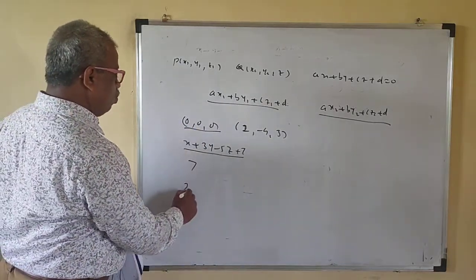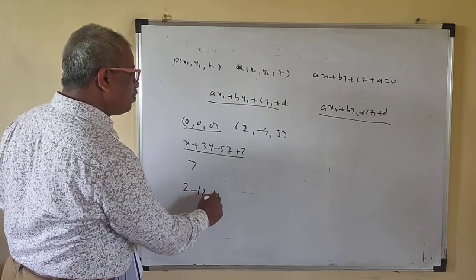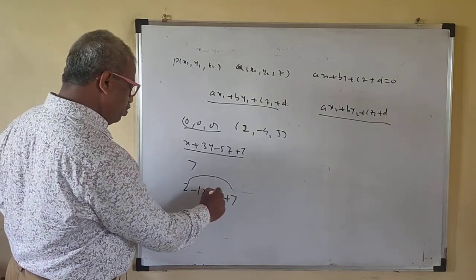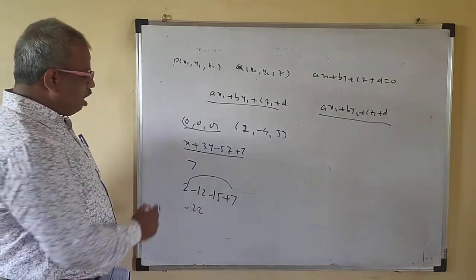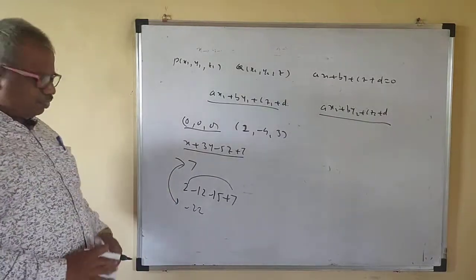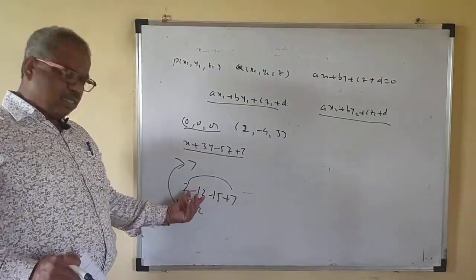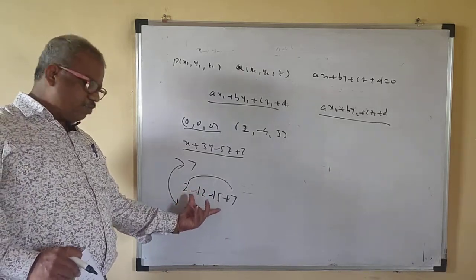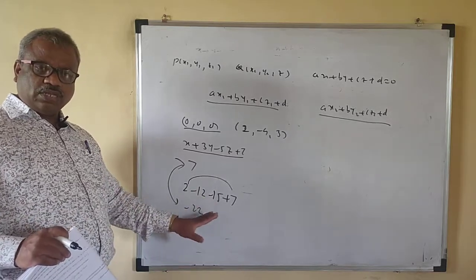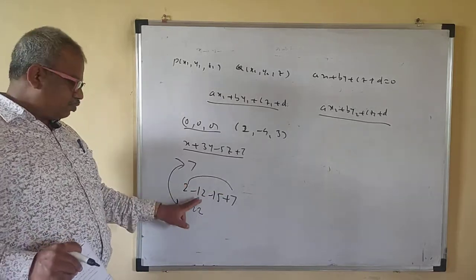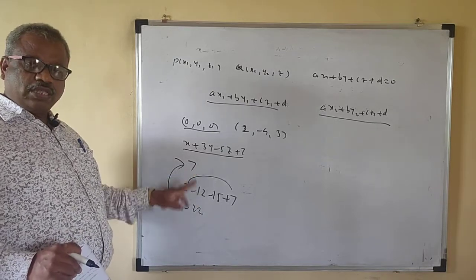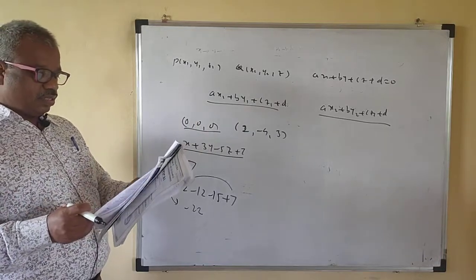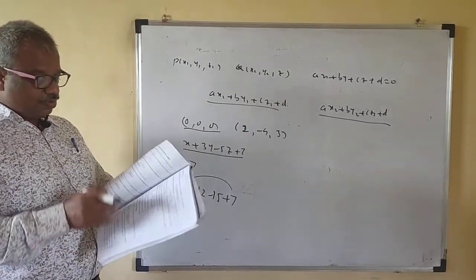So this is 2 minus 12 minus 15 plus 7, which is minus 22. They are on opposite sides. You have to check only the positive or negative sign. See, this is 9 and the minus 27 is bigger than this 9, so it is negative. We don't want the exact value; if you judge whether it is positive or negative, it is enough. So this is negative, this is positive, they have opposite signs. That means the origin and the point are on opposite sides of the plane.